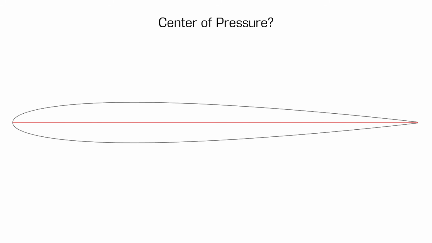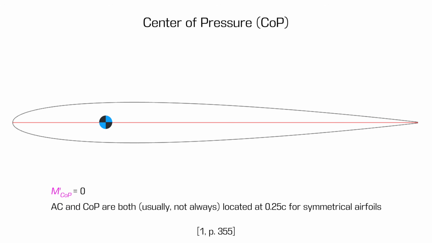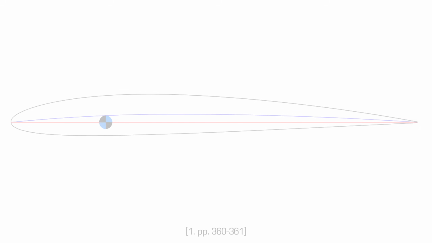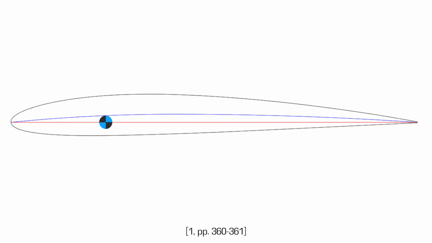What about the center of pressure, you may ask? The center of pressure is the point along the airfoil's chord line at which the pitching moment is zero. For symmetrical airfoils, the aerodynamic center and the center of pressure are both located at the quarter chord, which is the point that is a quarter of the chord length, starting from the leading edge. For cambered airfoils, however, this is not the case.